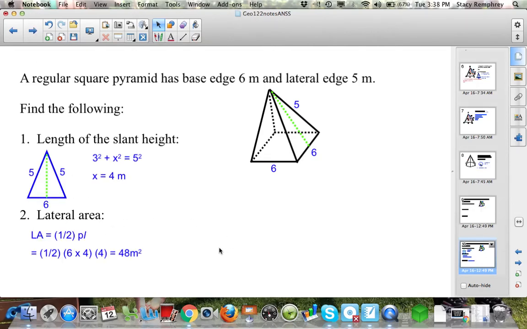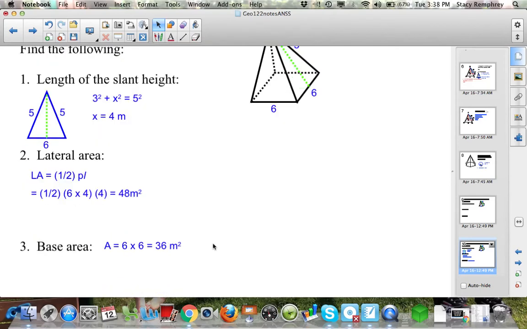All right, you can see here for the slant height, I again tried to use this triangle here. And so I know half of this is 3, this is 5. Using the Pythagorean theorem, I can find that the slant height is 4. The lateral area, you can find the area of this triangle right here and multiply it by 4 in this case. I use the formula 1/2 perimeter of the base. So 6 times 4 is the perimeter of the base, times the slant height, which I found above, so that gives me 48 centimeters squared. And the base area of a square is 6 times 6.